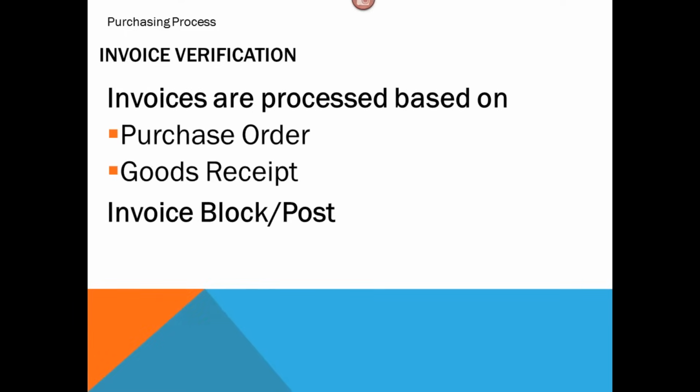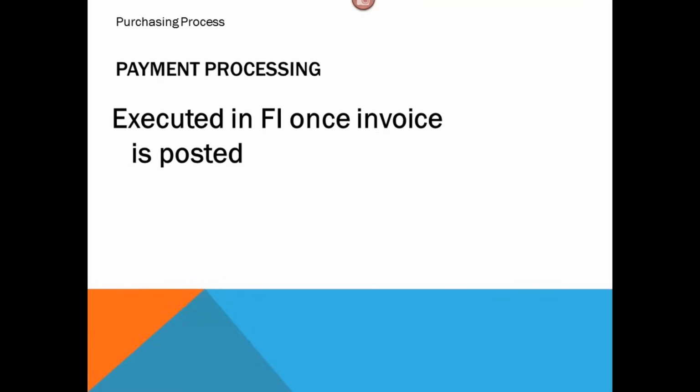Then invoice verification. So this is called MIRO. The invoice is processed based on purchase order, goods receipt, invoice block and post, because sometimes the vendor will supply a lesser quantity. That time you have to check with the purchase order. At that time you can block your invoice and get the full quantity of material from the vendor, then you can post. That is why invoice block and post. Then payment processing. Finally, when you book a MIRO, it is executed in finance once the invoice is posted.